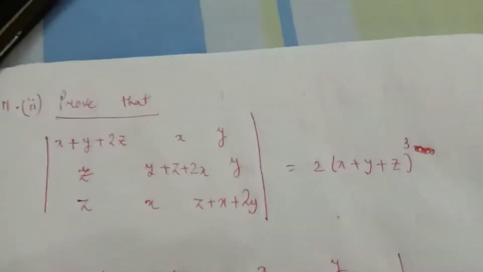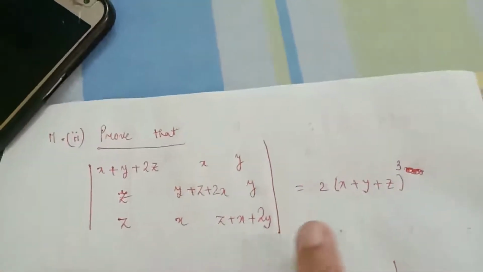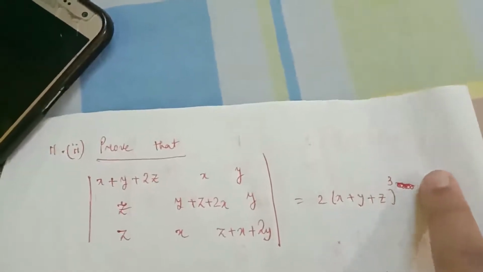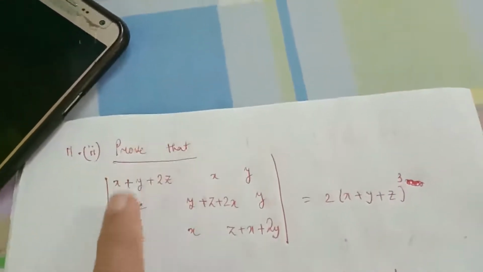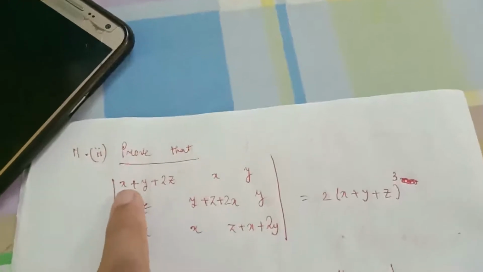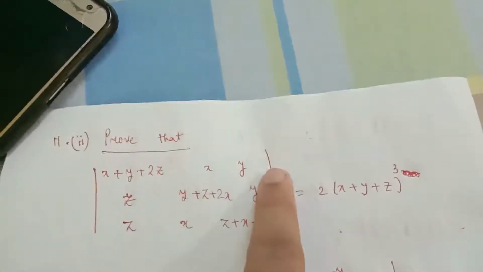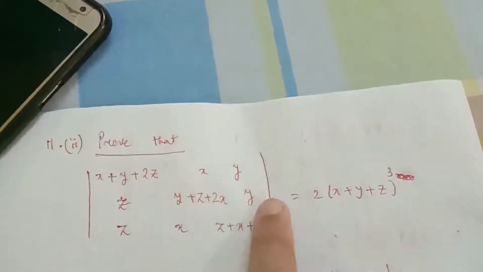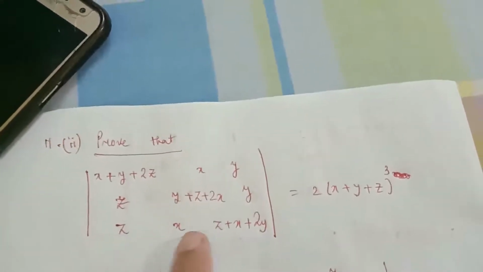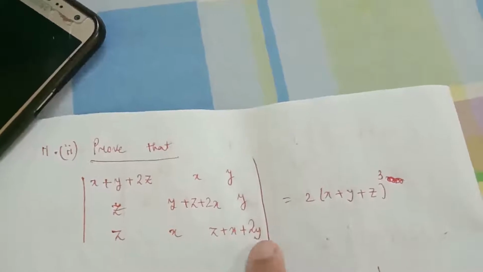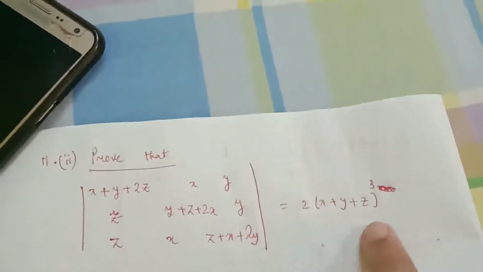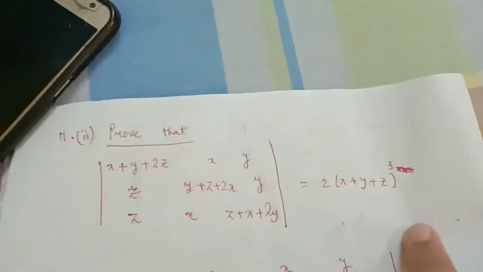Our next question is to prove that the value of this determinant is equal to 2 into (x+y+z)³. The given determinant is |x+y+2z, x, y; z, y+z+2x, y; z, x, z+x+2y|. We have to prove this determinant is equal to 2(x+y+z)³.